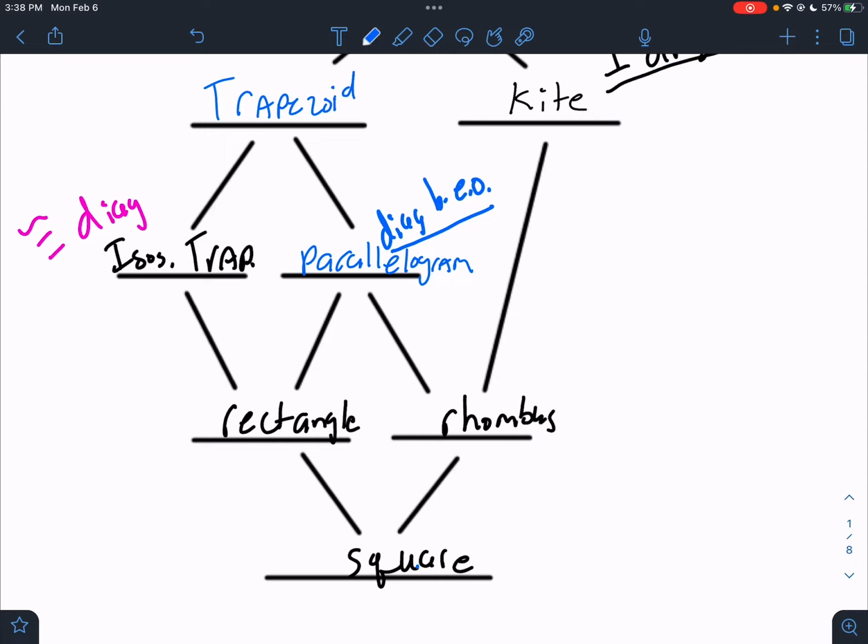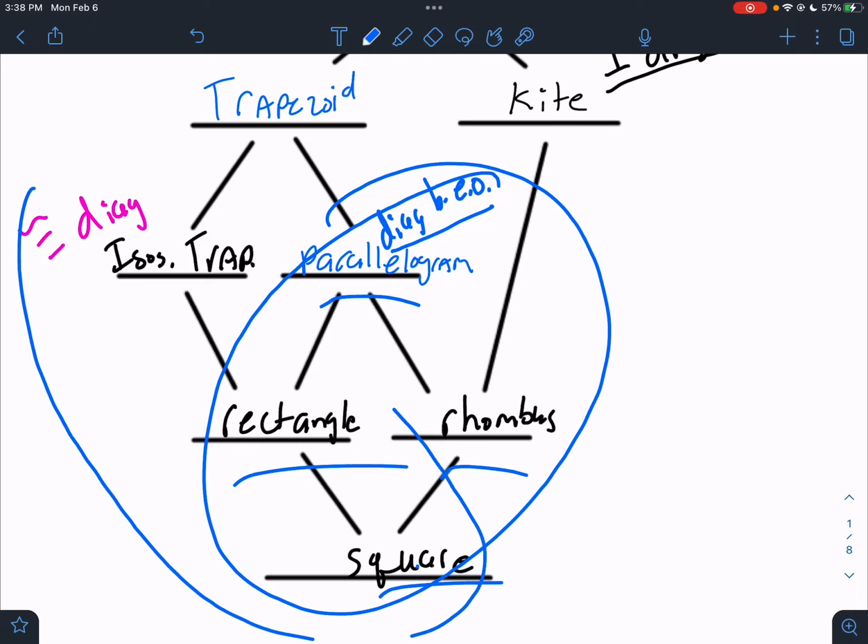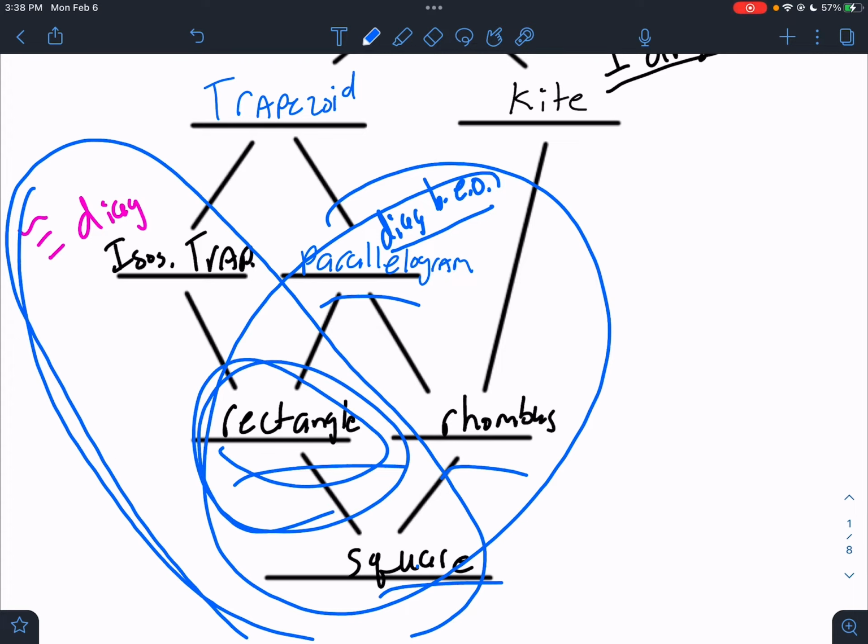What if I said, hey guys, I got a shape. The opposite sides are parallel. So you know it's one of these. These are the shapes with parallel sides. And the diagonals are congruent. Well, here are the shapes where the diagonals are congruent. So what would you have to call it? You'd have to call it a rectangle.